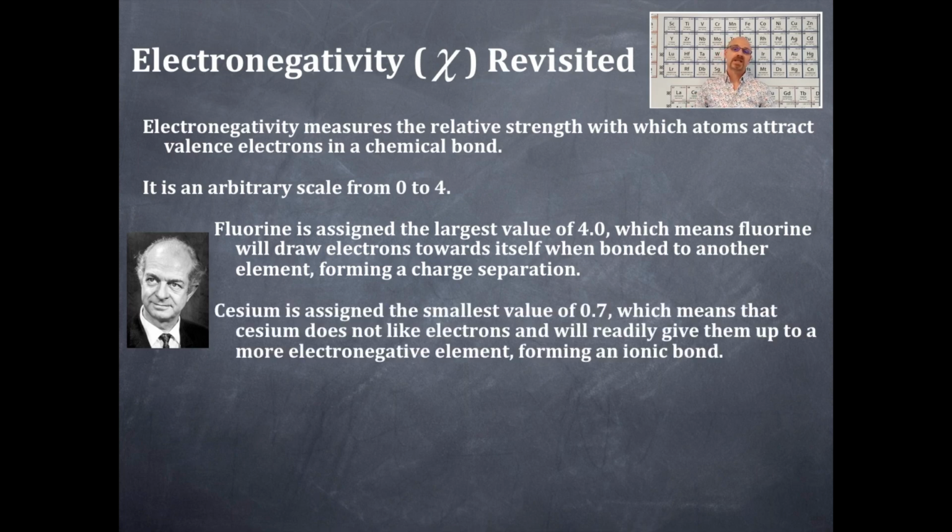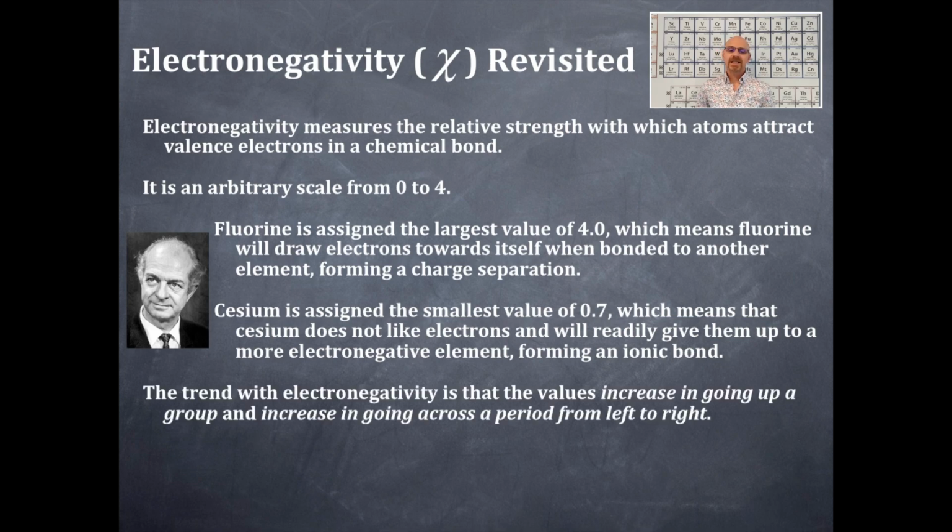Okay, cesium or caesium, depending on where you're from, is assigned the smallest value of either 0.7 or 0.8, which means that the cesium does not like electrons. Remember, cesium is a metal, it's going to give up electrons readily to a more electronegative element, more than likely forming an ionic bond since it's a metal. The trend in electronegativity is that the values increase in going up a group, and they increase in going across a period from the left to the right.